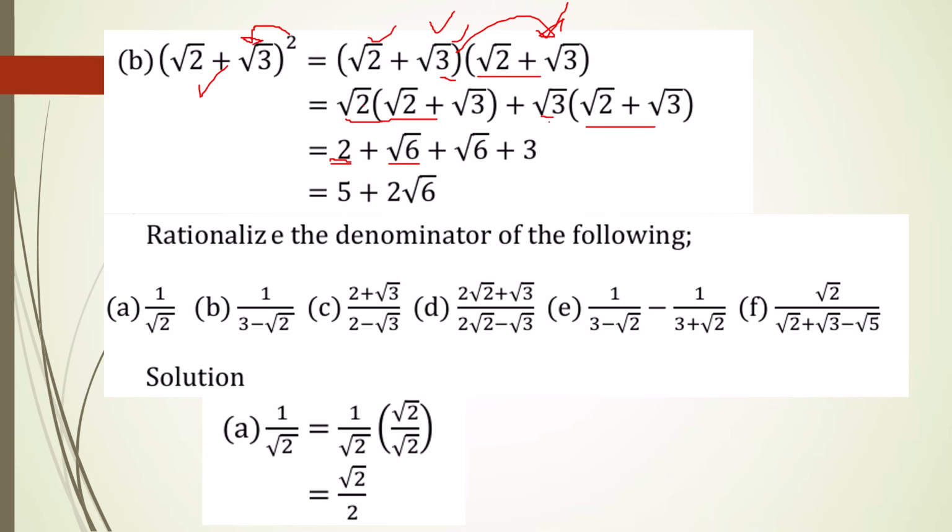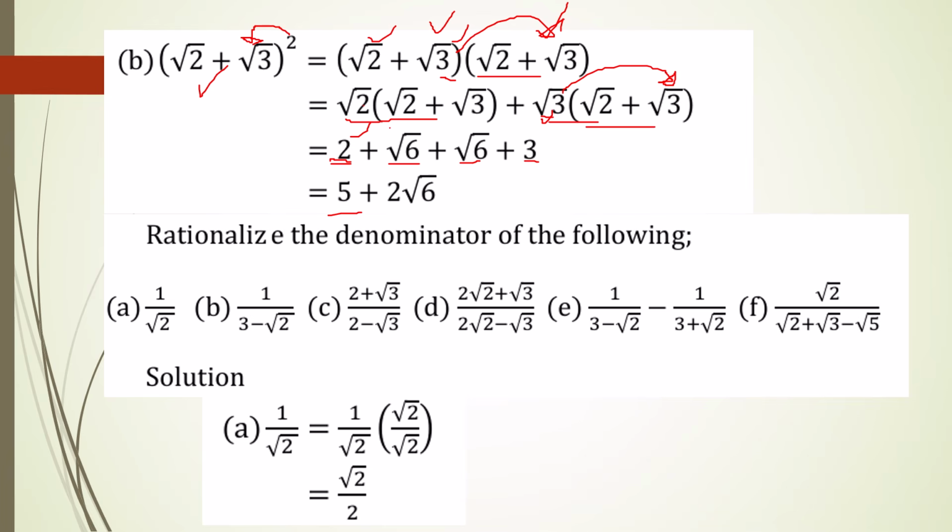And then root of 3 times root of 2 is also going to give you root of 6. And then root of 3 times root of 3, this is the same as a conjugate multiplying a conjugate, or is the same as root of 3 squared. You are going to get 3. So you add like terms. 2 plus 3 is going to give you 5. And then root of 6 plus root of 6.